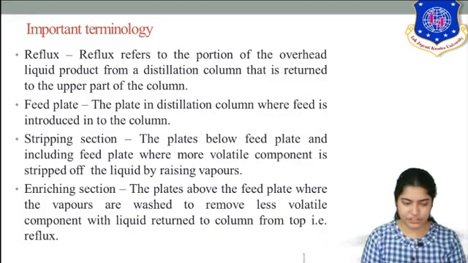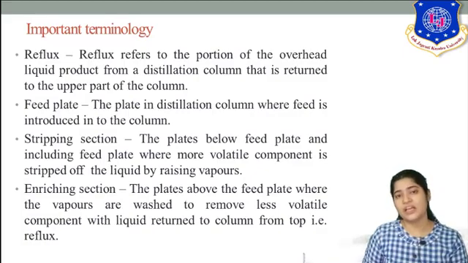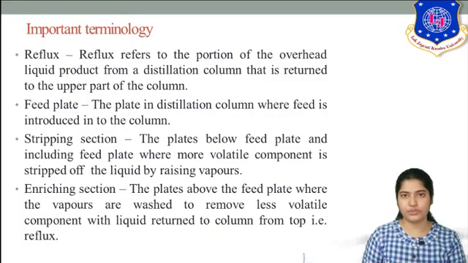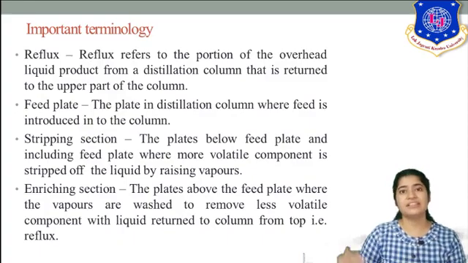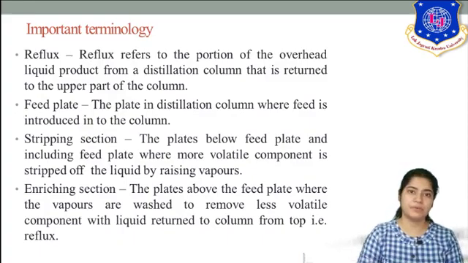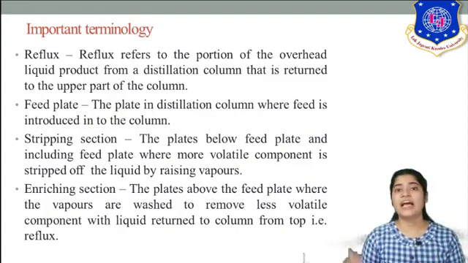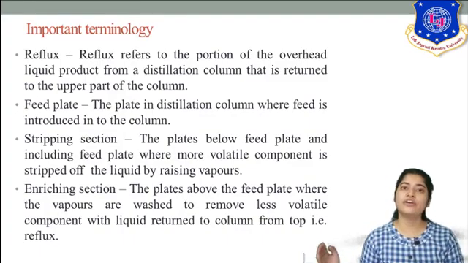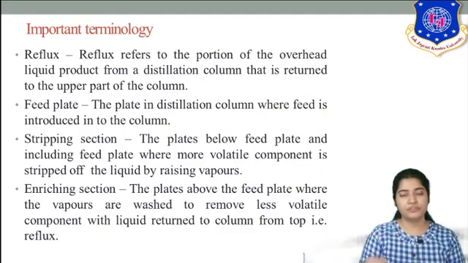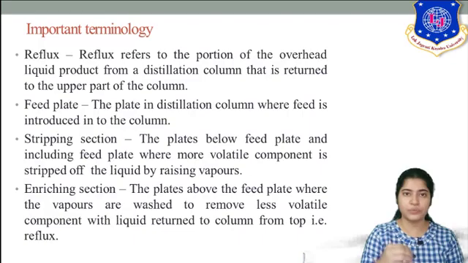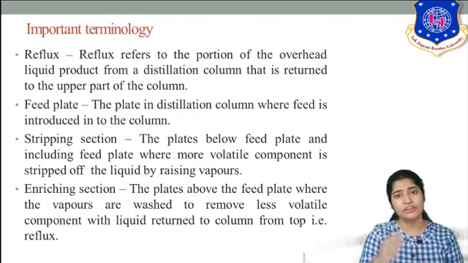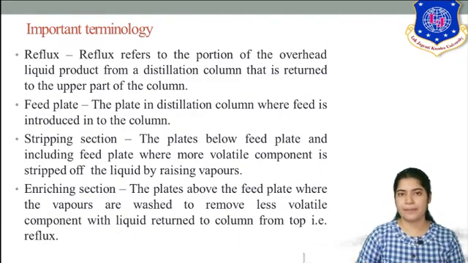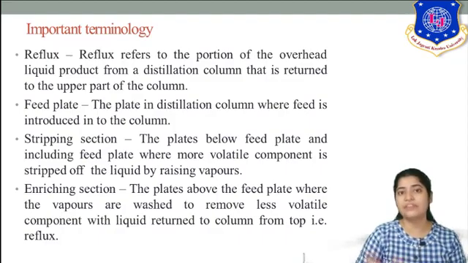The next one is the enriching section, okay. Now in this section, the plates above the feed plate, that area comprises your enriching section, the upper part of your distillation column. Here what happens, your vapors are enriched. It means the less volatile component present in vapor form is washed out with the help of reflux. What you are doing in reflux, a part of your liquid is sent back to the column. So this vapor and the liquid come in contact, and because of that the less volatile component present in your vapor is washed out. Hence enrichment happens, okay. In vapors, your more volatile component gets more and more enriched.